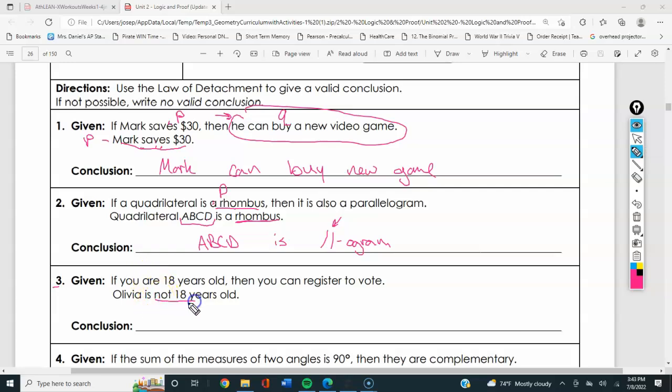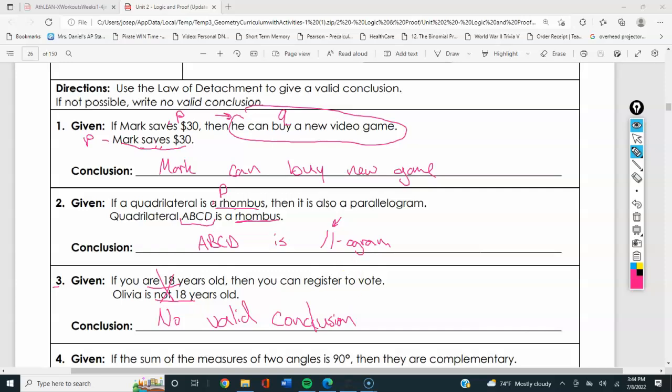So this says not 18. This says are 18. These do not match. They're not the exact same. So because they do not match, I cannot draw a conclusion. No valid conclusion. This hurts your brain a little bit. Sometimes y'all think too much about these and they get you in the corner. Okay?